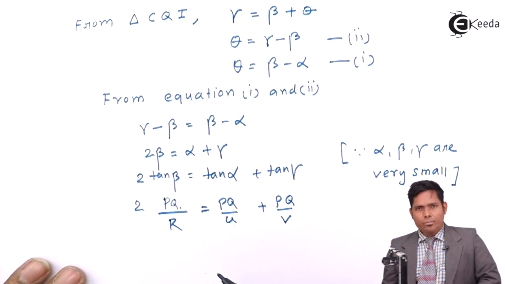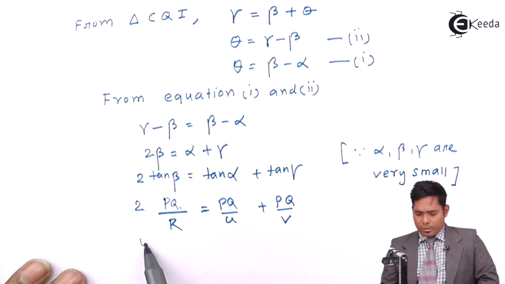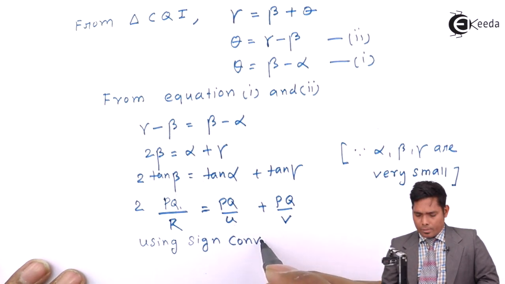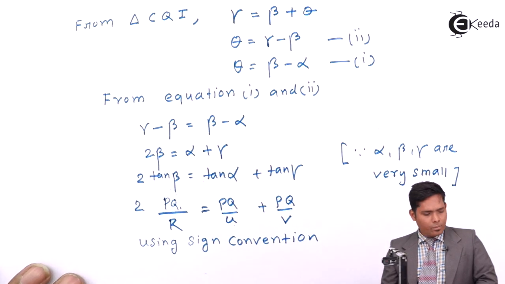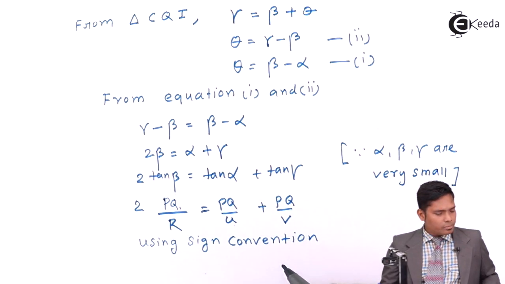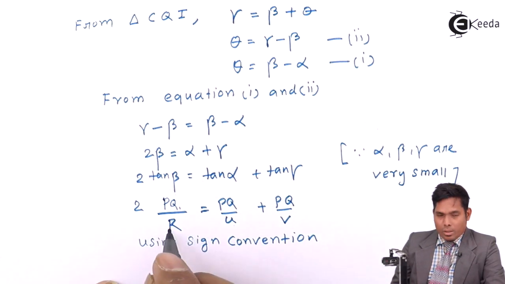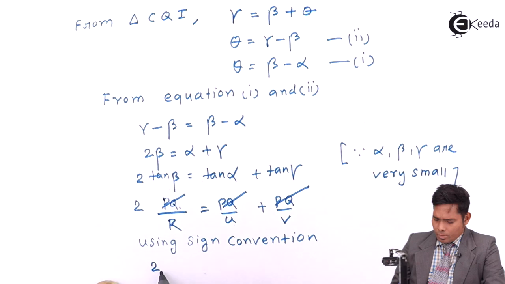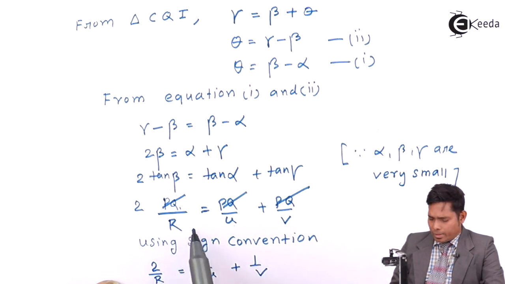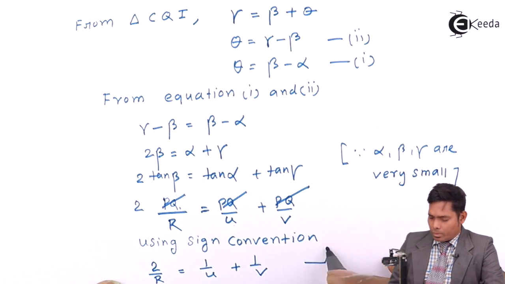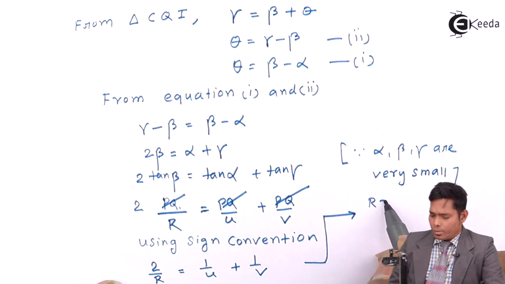If I use the sign convention, I'll put all are negative. So all these are negative, and this PQ will cancel out. This is 2 by R, 1 by U, 1 by V. All are negative, so they cancel out. This is the answer. Now, as we know that R is 2F.